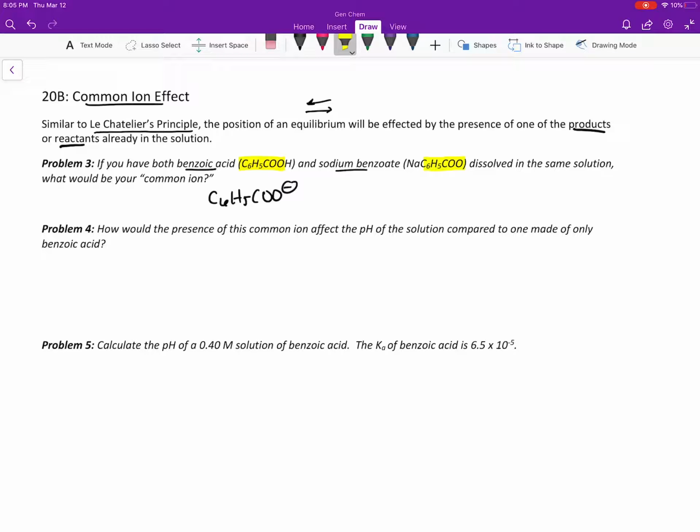We can see in benzoic acid, everything but the proton at the end is common, and on the right-hand side, everything but the sodium is found in benzoic acid. So that's what they have in common. When we hear common ion, it's what they have in common.